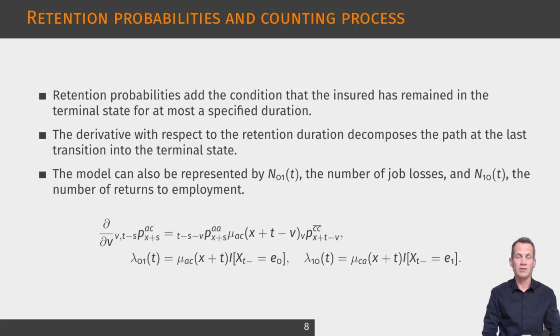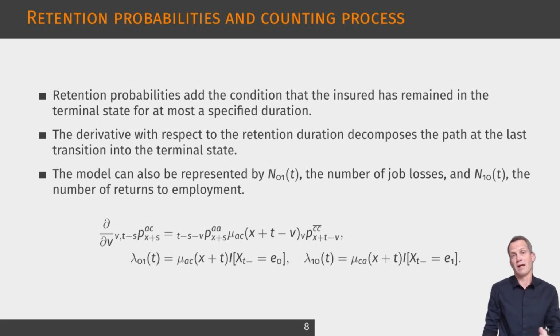The derivative shown on the slide is best understood by decomposing the path at the last transition into the terminal state. To be unemployed at the final date with a terminal duration equal to V, the insured must first be in employment just before the last transition, then experience a job loss at the appropriate time, and then remain continuously unemployed until the final date. This path decomposition explains the three factors in the derivative: a transition probability before the last jump, an instantaneous job loss intensity at the jump time, and a duration probability after the jump. The same logic applies to the other possible combinations of initial and terminal states.